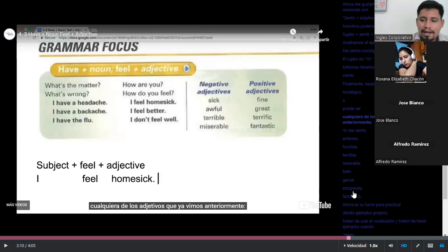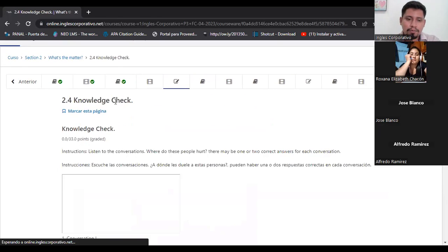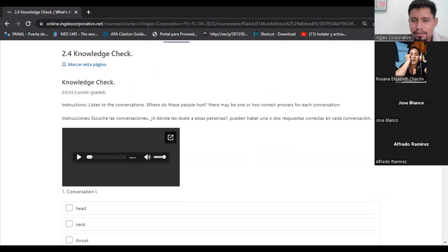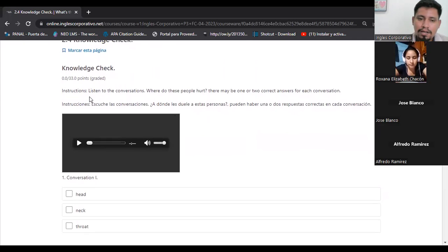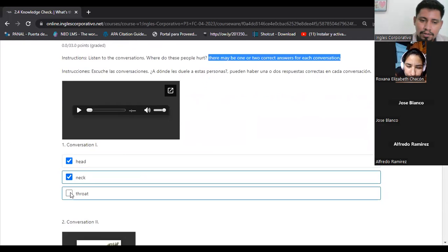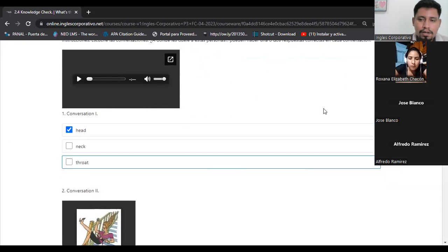¿Sí? Ahora, vamos a trabajar un par de ejercicios en el 2.4. You're going to listen to a conversation. Where do these people hurt? And there may be one or two correct answers for each conversation. These are the instructions, okay? First, we're going to listen to the conversations. Where do these people hurt? Okay? So, there may be one or two correct answers for each conversation. So, that's why we have an option here in order to choose. Okay, here, one or two.